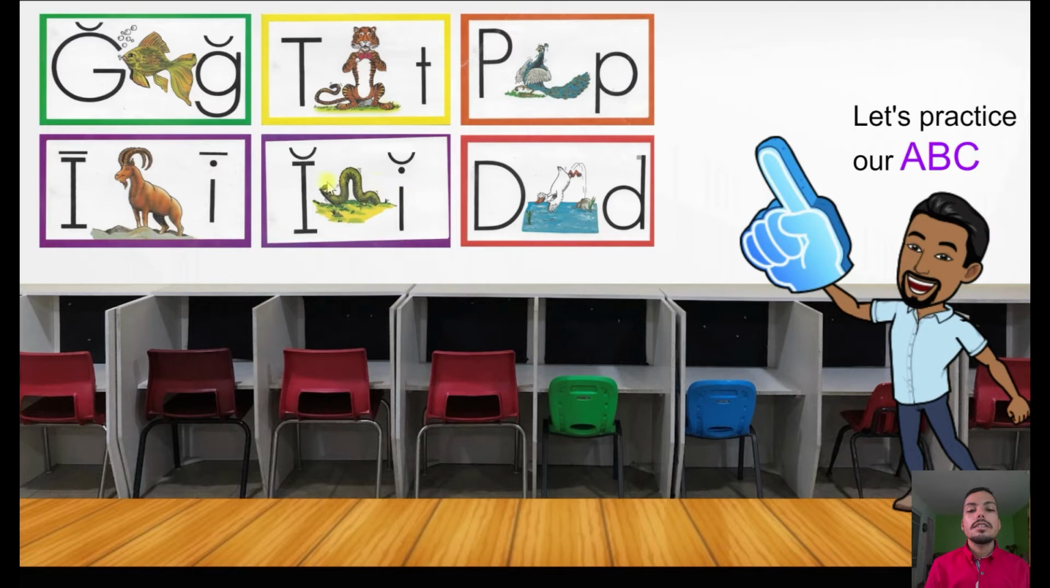The next friend here, its name is Inchworm. And Inchworm has a letter that sounds I. When you see the letter I with the U on top, it's going to sound I. Very good. Okay, the next one here, its name is Doc.